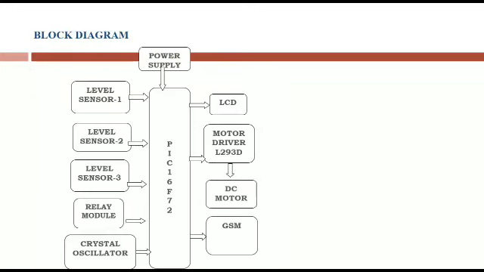Block diagram. This is our block diagram. The heart of our project is the microcontroller. We are using PIC 16F72. Water level sensors 1, 2 and 3 are connected to the microcontroller. Power supply of 3 volts is provided to the microcontroller. Microcontroller is connected to DC motor through motor driver.